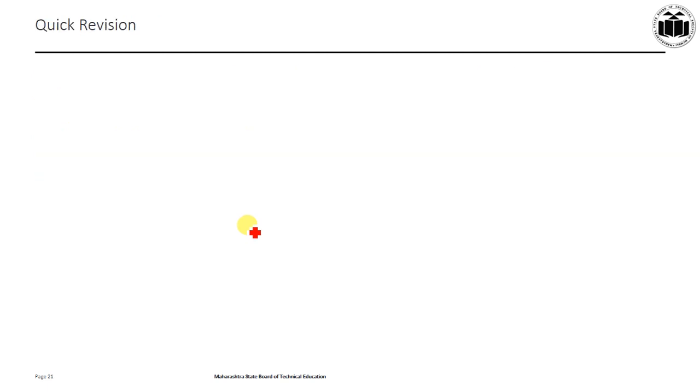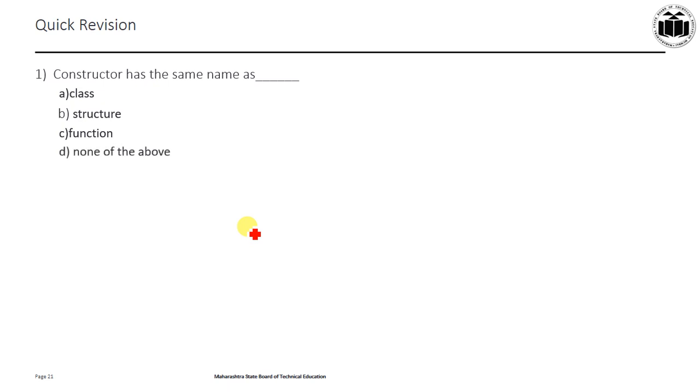So now we will take a quick revision. Question number 1. Constructor has the same name as: option A is class, B is structure, C is function and D is none of the above. And the correct answer is class.